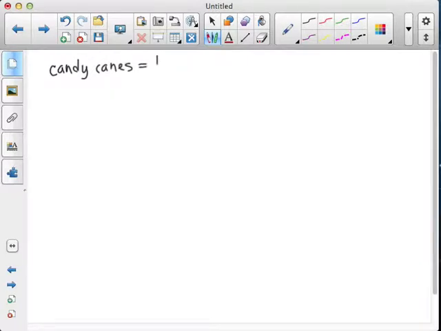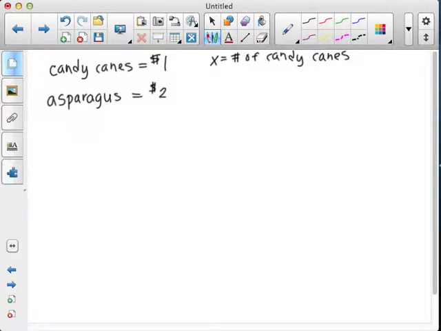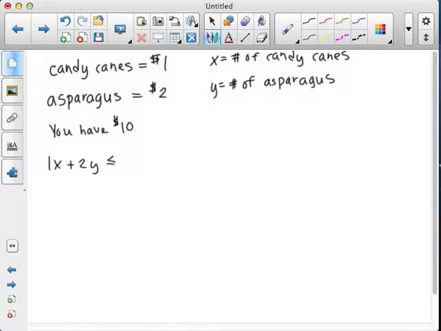And they cost $1. And every little stick of asparagus, because it's so delicious, costs $2. And we said you only have $10 to spend. Well, yesterday we came up with the equation if x represented number of candy canes and y represented number of asparagus, and we said you have $10 to spend. Well, that meant that 1 times x plus 2 times y had to be less than or equal to 10.